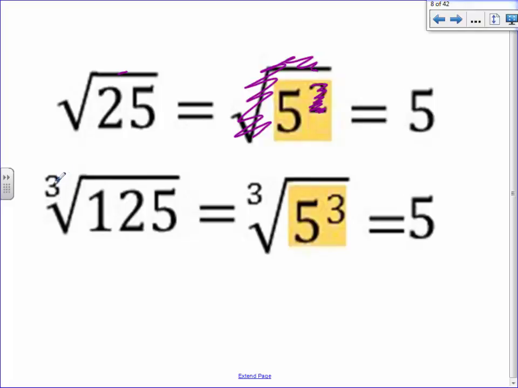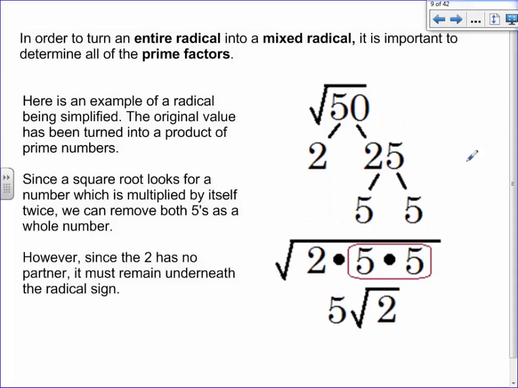If you want to try to cube root a number, it better be able to be written to the power of 3. 125 is 5 to the 3. This cube root and the power of 3, essentially they cancel each other. That's the logic of it.